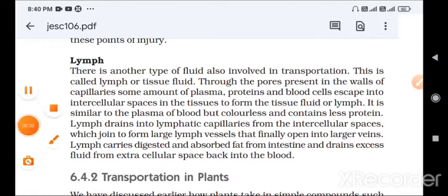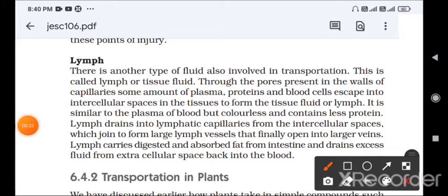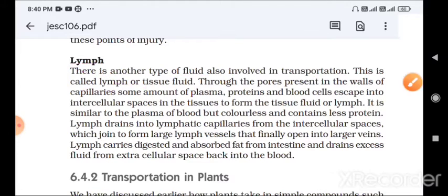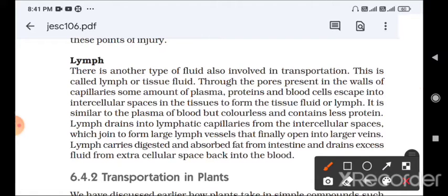Today we'll start the next topic, that is lymph. The first question is, what is lymph? We can write: there is another type of fluid also involved in transportation. This is called lymph or tissue fluid. It is one type of fluid involved in transportation, called lymph or tissue fluid. This is the simple answer you can write.